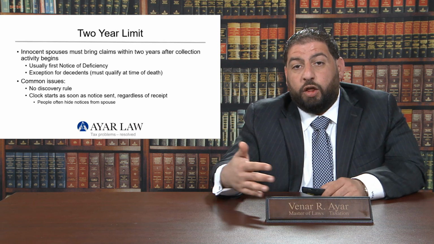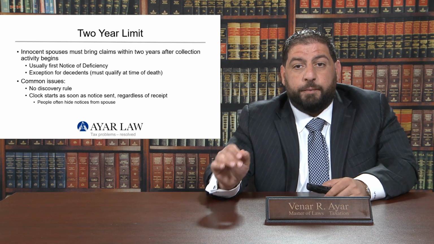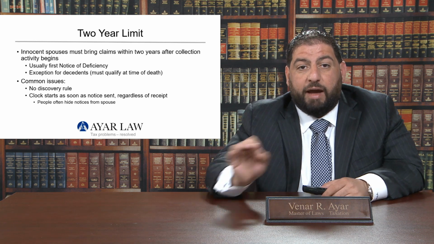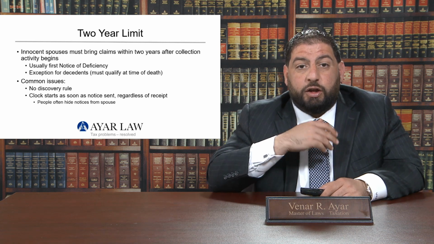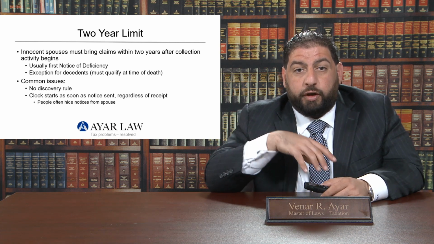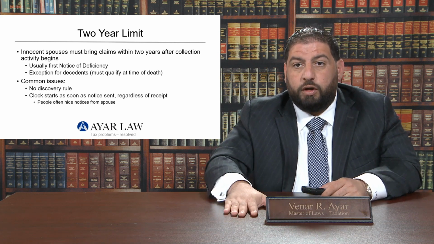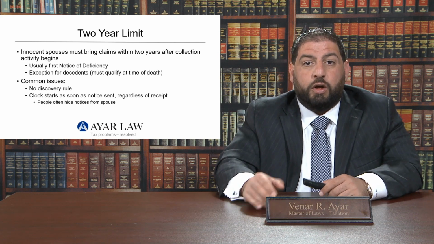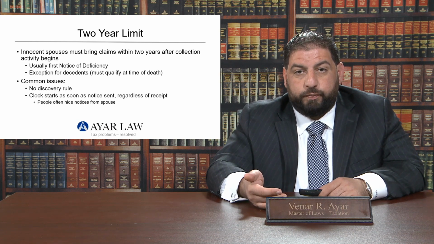And then another requirement is you have to request innocent spouse relief within 2 years after collection activity begins. Collection activity usually refers to the issuance of the first notice of deficiency or notice of delinquency or collection due process notice of intent to levy.